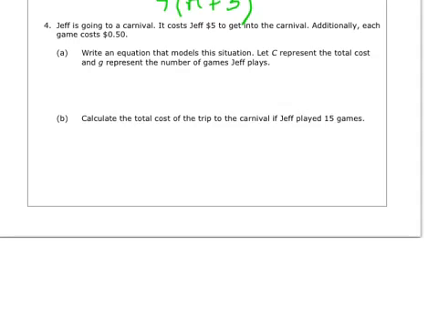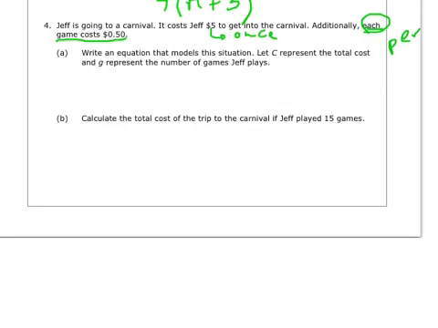Jeff is going to a carnival. It cost Jeff $5 to get into the carnival. So this is a one-time fee. Additionally, each game costs 50 cents. So whenever you see the word each or per, that's going to indicate that that's dependent on the number of games or whatever the word problem is asking for. So that number is dependent on the number of games.